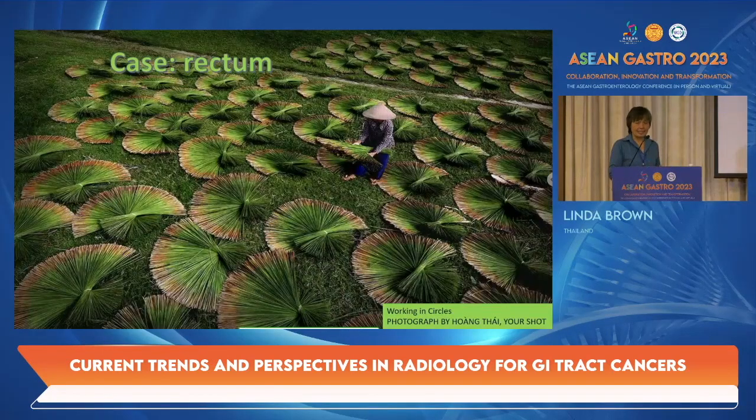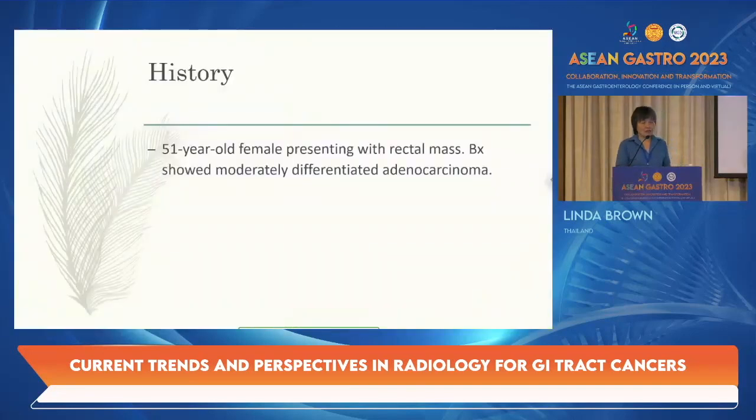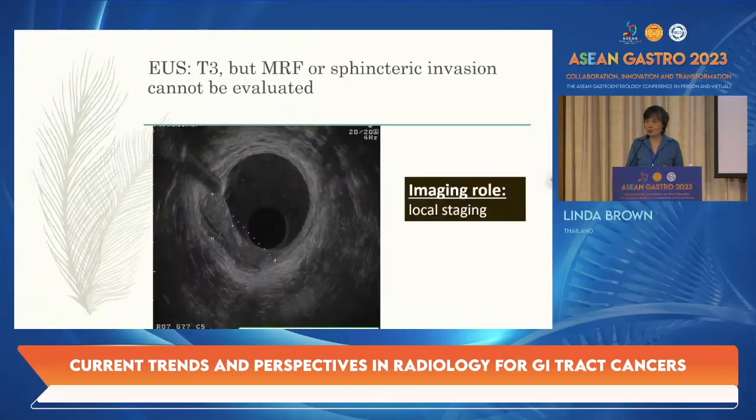Okay, this is my last case. We move down to rectum. Female, 51 years old, presenting with rectal mass. We could palpate it, and biopsy confirmed that this is a moderately differentiated adenocarcinoma. At that point, the first imaging of choice is EUS because they probably think this could be an early lesion. But when they perform EUS, it turns out that the mass is quite large, about 4 or 5 centimeters, and it's already invaded the muscularis propria. So it is a T3 lesion.